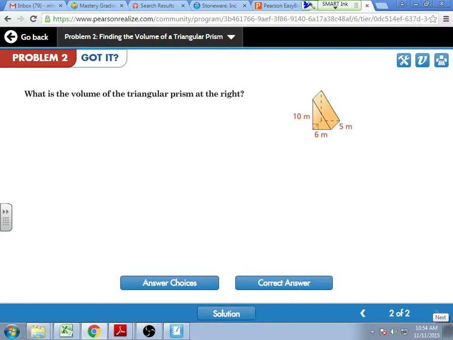Yeah, she does. All right, what is our volume up here? Hit me with it. Somebody hit him with a number. I forgot to put the units. 150 meters cubed.